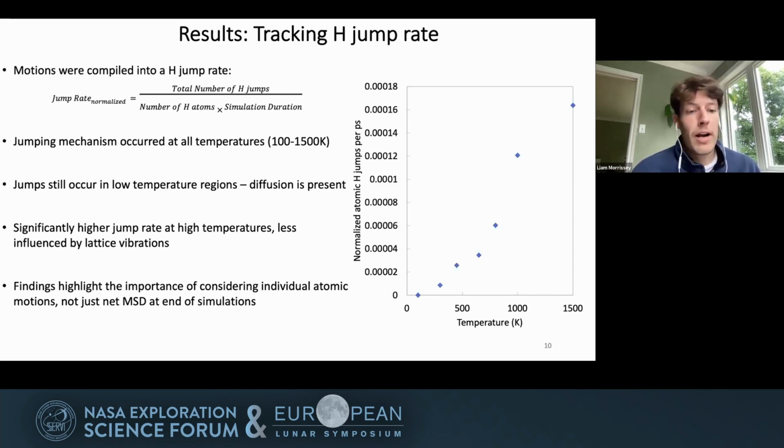Now, as we move up to higher temperatures, we obviously see a significantly higher jump rate, which means that the activation energies are significantly less influenced by the lattice vibrations. Basically, what these findings highlight is the importance of considering the individual atomic motion and not just the net MSD at the end of the simulation.